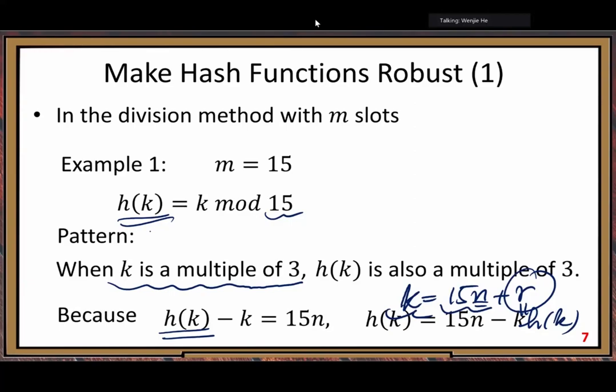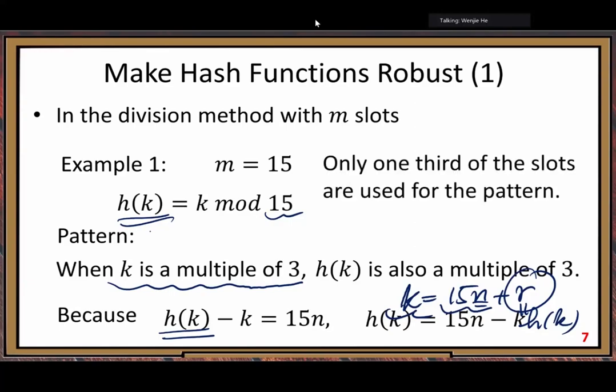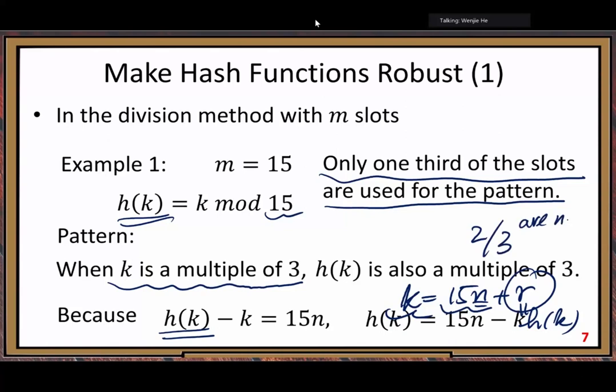Based on that, your hash values can only be multiples of 3. Then what's the consequence? I just tell you the consequence. Because you can only use the slots with location numbers that are multiples of 3, only 1/3 of the slots can be used for this pattern. The remaining two-thirds of the slots are not mapped directly.